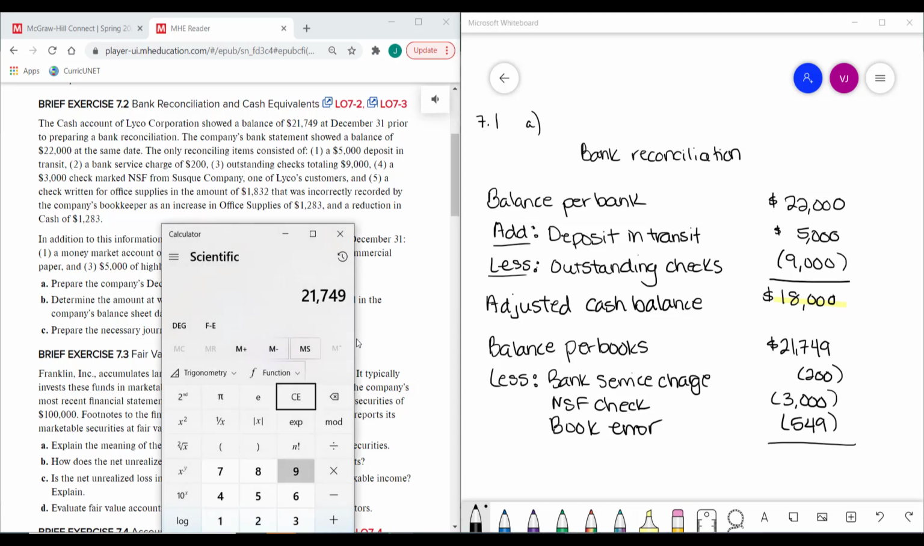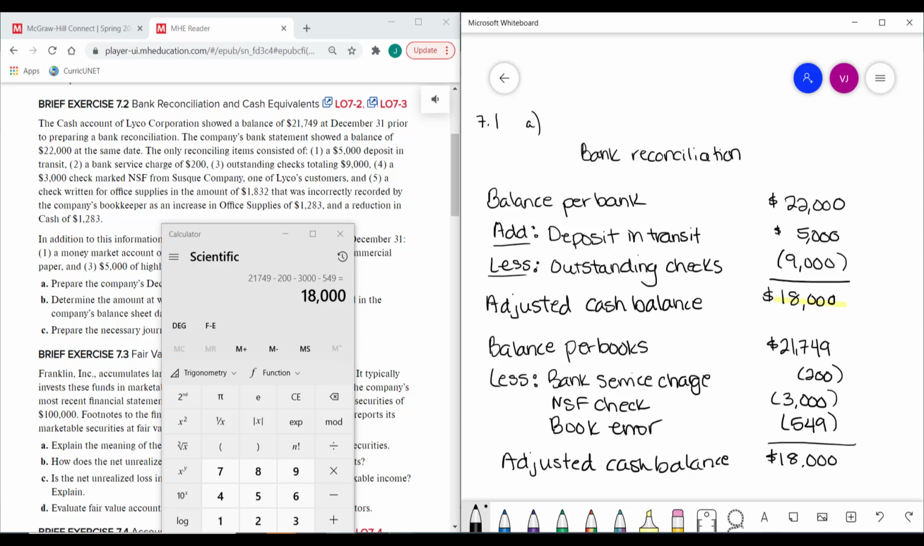We can take that $21,749 minus the $200 bank charge minus the $3,000 check that bounced minus the $549 that we should have further taken out of cash. So that looks like our adjusted cash balance after adjusting the book end is $18,000. So this is our adjusted cash balance. So this is what we're looking for.